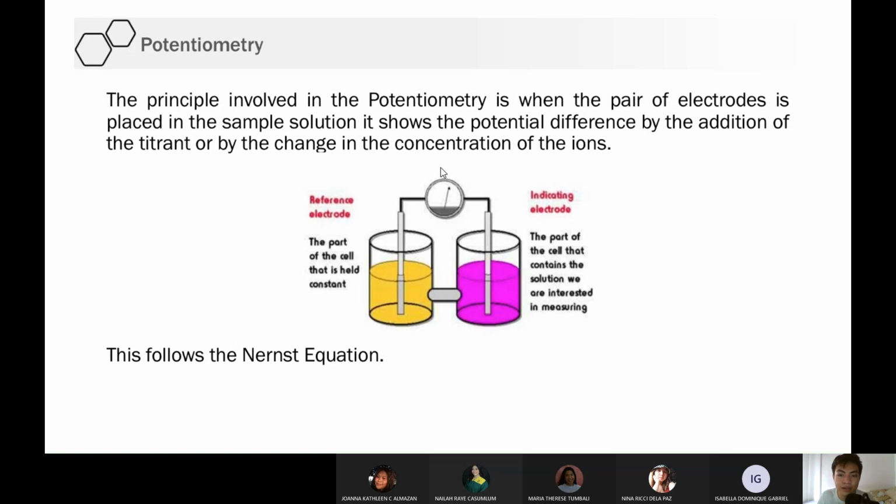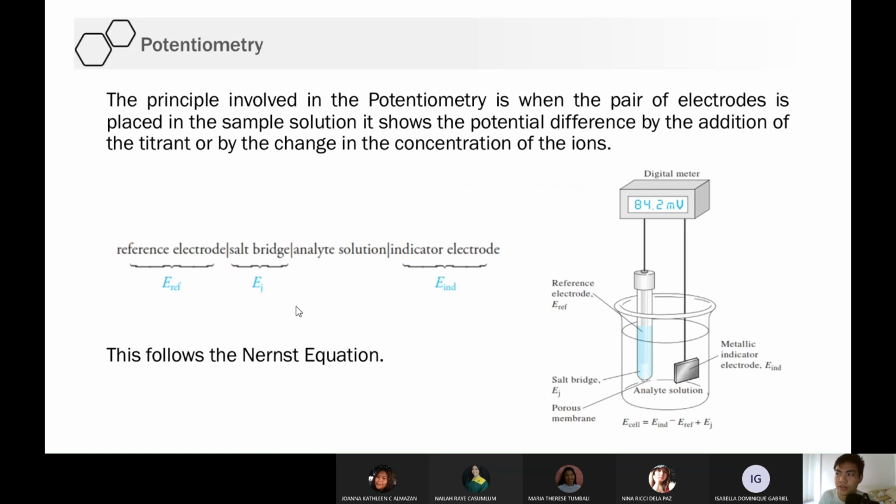So compared to earlier, anode and cathode, now it's reference and indicating. So reference electrode, indicating electrode. That's what we call them when it's potentiometry. But it's still the same concept. It follows the Nernst equation. So one example of a potentiometry application is the pH meter.